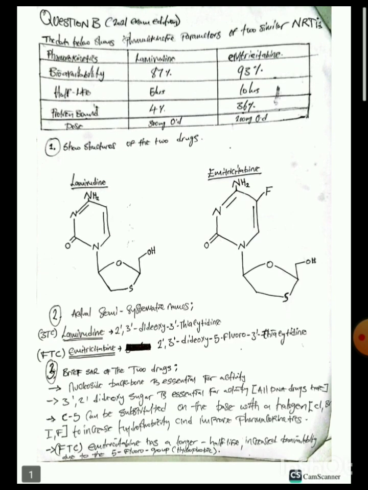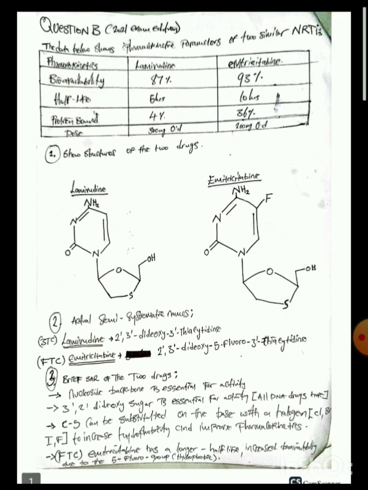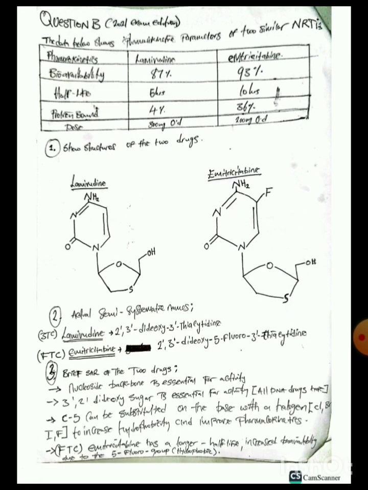Okay. We have varying pharmacokinetic parameters such as bioavailability, half-life, and protein bound. The questions read, show structures of the two drugs. So the drugs in question are lamivudine and emtricitabine.